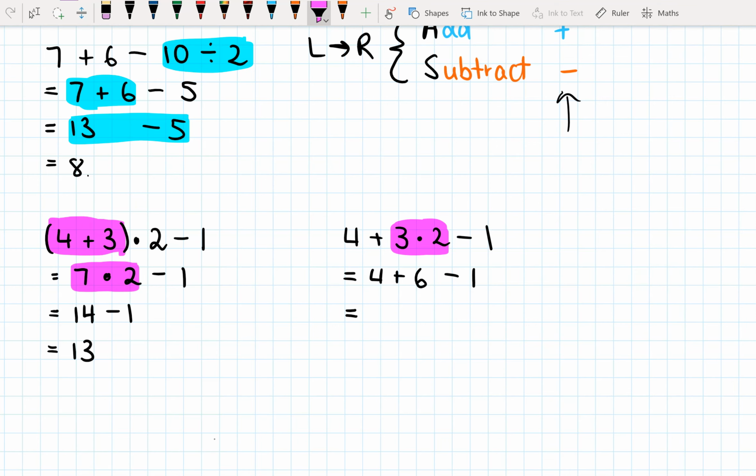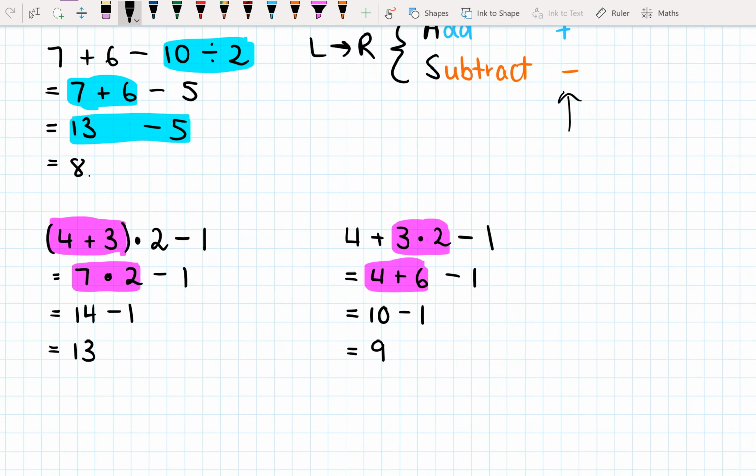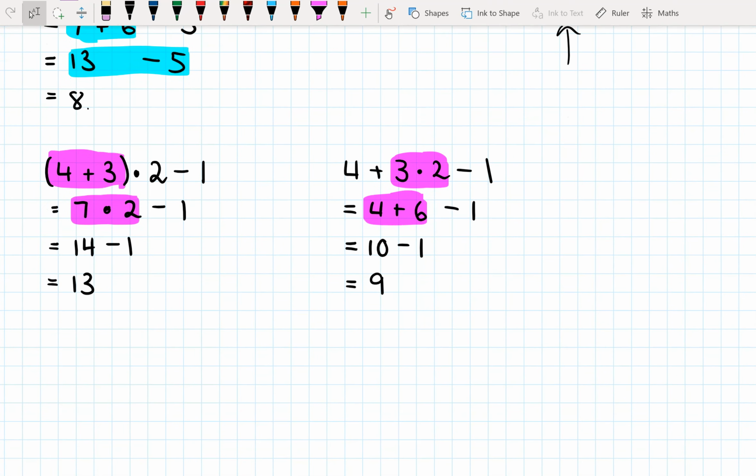Okay, now we go from multiplication and division down to addition and subtraction. And again, this is left to right now. So firstly, we're going to start with the leftmost thing, and that is 4 plus 6. 4 plus 6 is 10 minus 1, and that's going to give us 9. Okay, so you can see that the brackets makes the answer different because it changes the order that we do the sums in. Okay, and this is super important. So this is the order of operations.